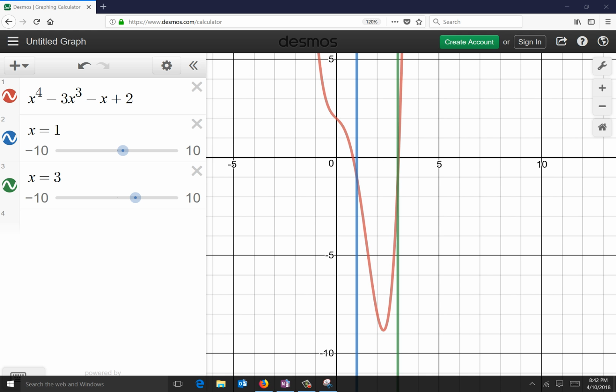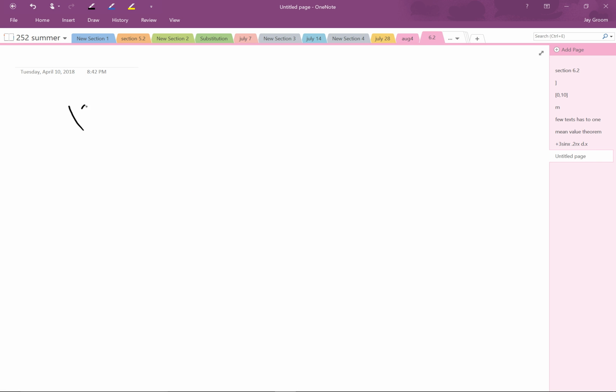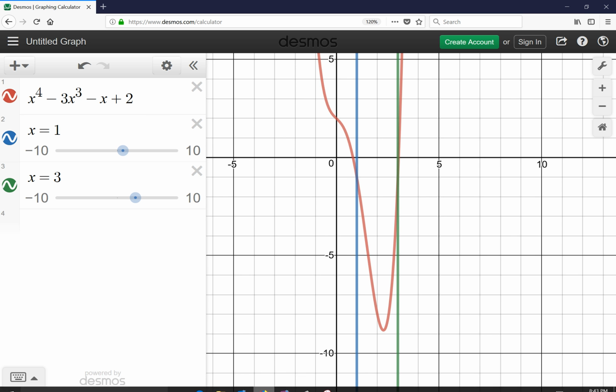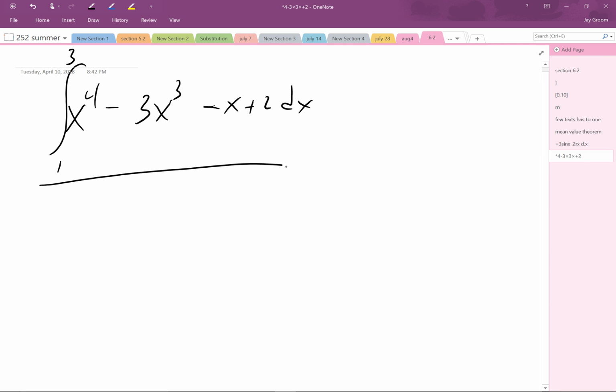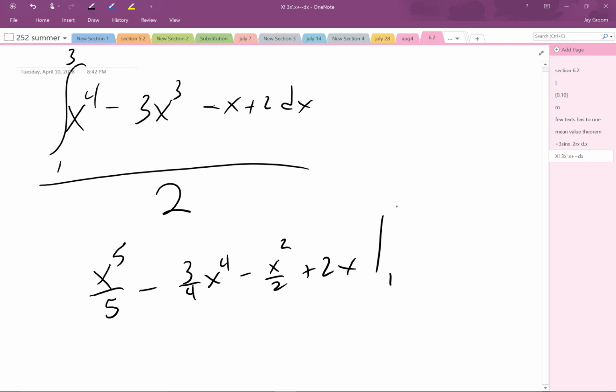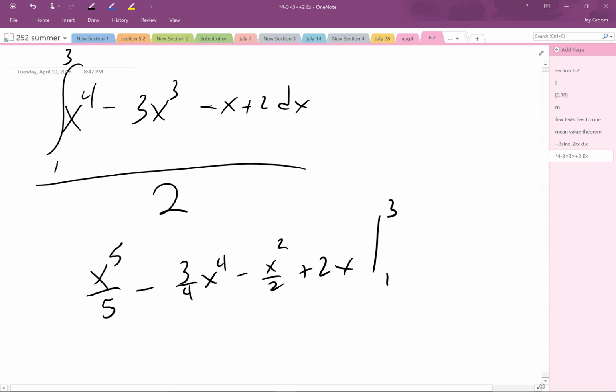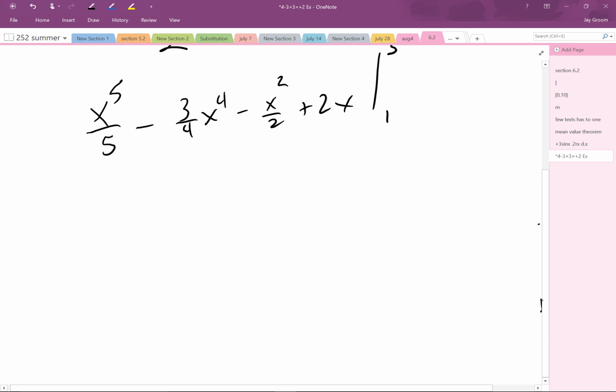So let's try this thing. It's x to the 4th minus 3x cubed minus x plus 2, and again on the interval from 1 to 3. And then simply divide out by 2 because 3 minus 1 is 2. So it's x to the 5th over 5 minus 3/4 x to the 4th minus x squared over 2 plus 2x from 1 to 3. I can't really do that in my head.